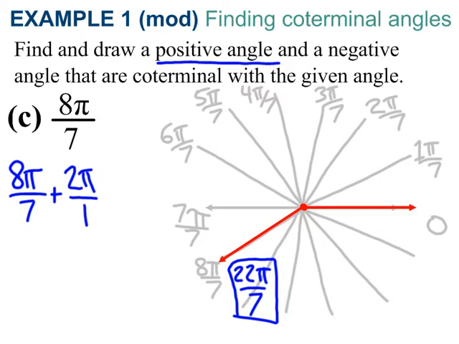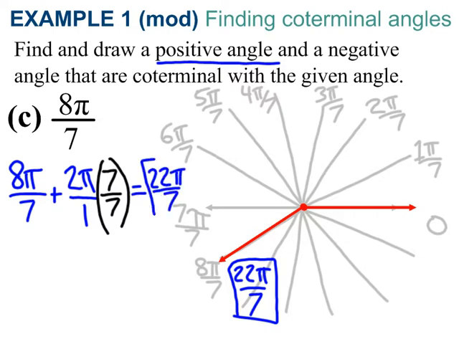Well, if I'm going to add fractions here, I need to have a common denominator, right? So I'm going to do this fairly quickly. I hope your fractions are up to snuff here. If I have 8 pi over 7 plus 14 pi over 7, 8 plus 14 gives me 22 pi over 7. That's just some fraction addition here, and it corresponds to my answer that I got a moment ago.